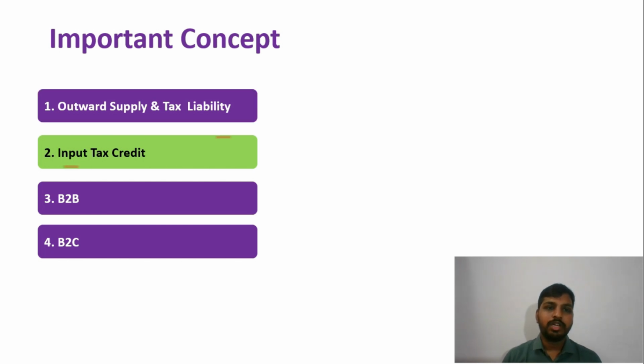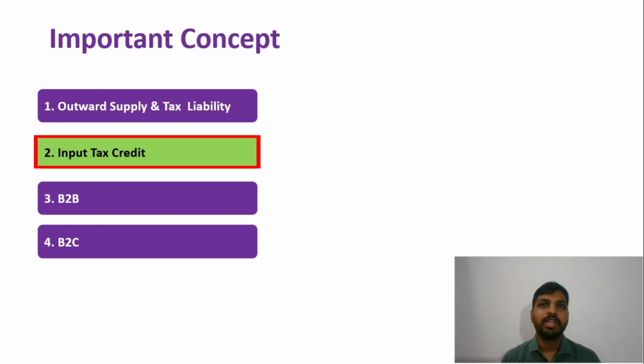Now, the second concept is input tax credit. The way in which you are collecting GST from your customer, similarly, when you are purchasing certain goods and services, the vendor also collects GST from you. So the GST that you pay, the tax that you pay on the input that you received from other businesses, will be your input tax credit. And why is it credit? Because this you can reduce from the tax liability.